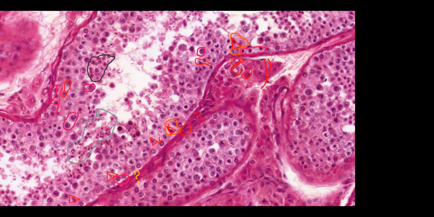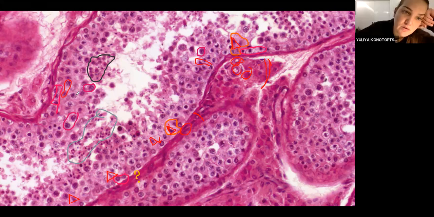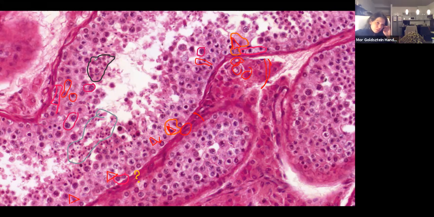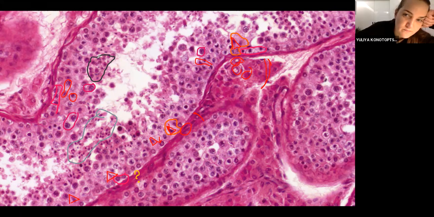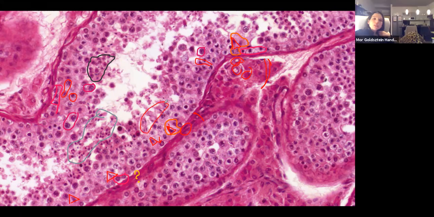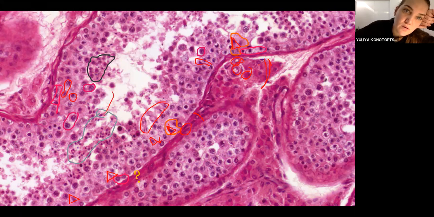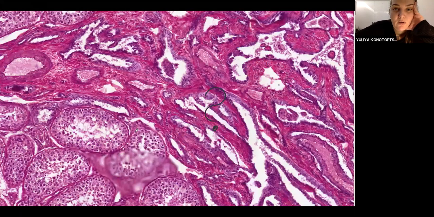Primary. Yeah, this is a primary. What about this one? Also primary. Also primary. What about these ones? Secondary. Secondary, very good. Okay. What about these ones? Spermatid. Spermatid. And what about in the lumen? Spermatozoa. Spermatozoa, yes, very good. Okay, so these ones are going to be spermatozoa.